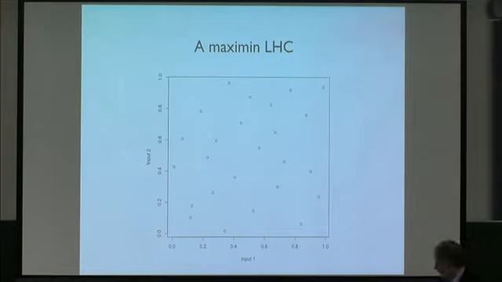Now we can't afford to have 25 by 25 points. That's an awful lot of points. I'm only going to have 25 points total. So we scatter them around. We randomize them. And in this case, it's not just a Latin hypercube. It's what's called a maxi-min Latin hypercube.